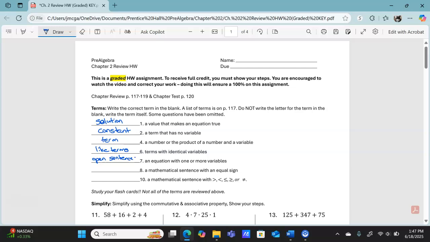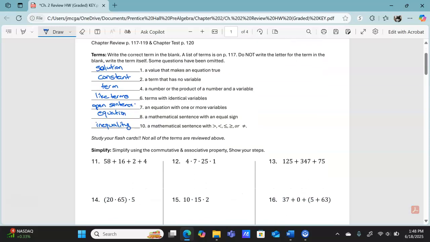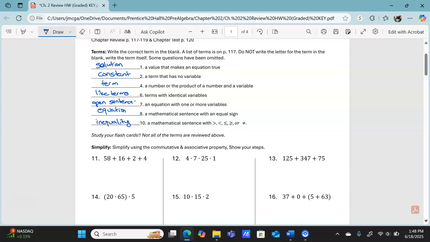A mathematical sentence with an equal sign is an equation. And a mathematical sentence with one of these symbols is an inequality. And we didn't deal with this one a whole lot in here. That's not equal to. And so a little note here to make sure you study your flashcards. Not all of the terms are reviewed above.